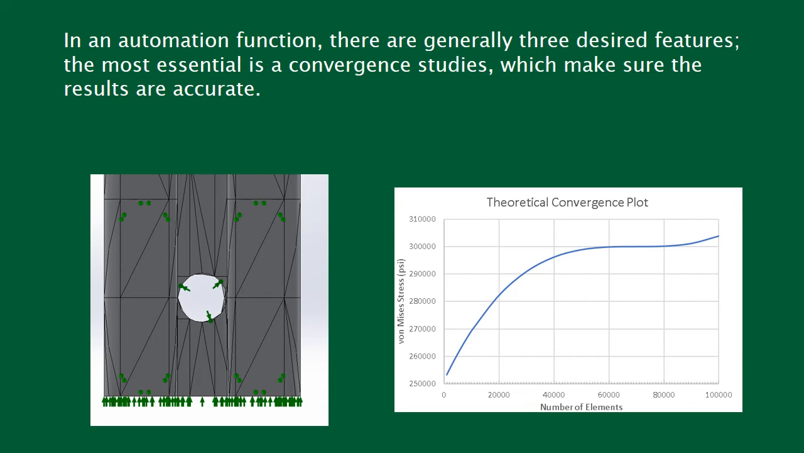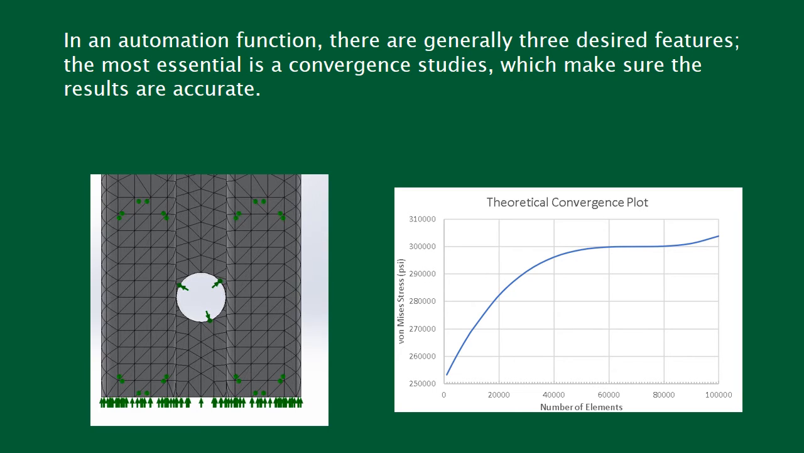In an automation function, there are three desired features. The most essential is a convergence study. I've mentioned this a few times already. This makes sure that the results are accurate. It essentially gives you the ability to show someone the equivalent of showing your work on a math problem. So as I said, in FEA you break up a model into many pieces, and you can control how large those pieces are. So as the pieces get smaller, the results have a tendency to get more accurate.